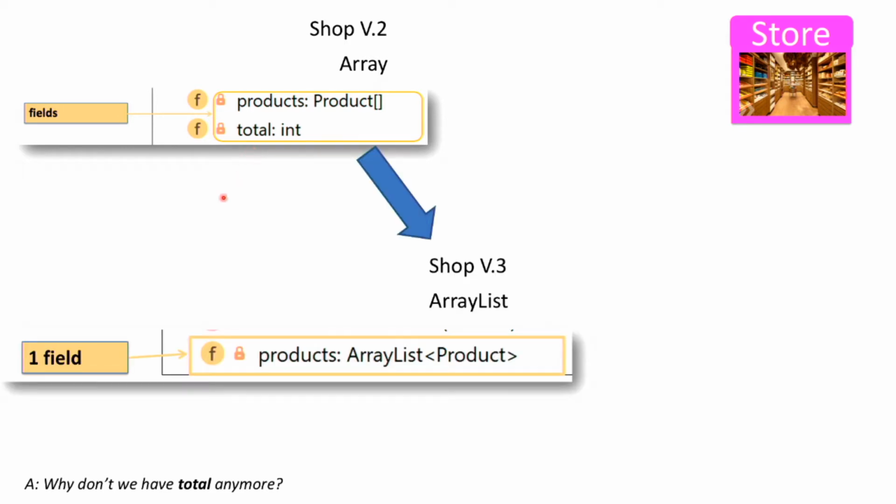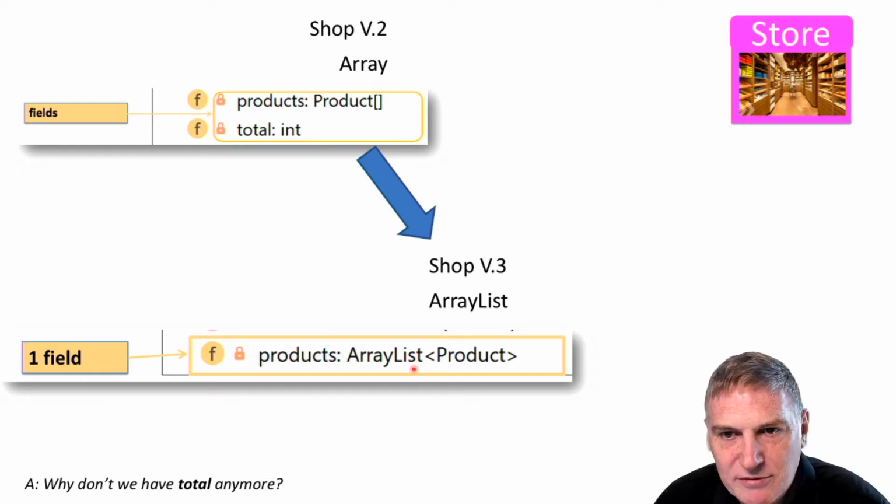Now, because we're implementing an array list in version 3, we actually only need one field. And that field is the array list of product, because one of the methods that's built into array lists is that we can find out how many items are in the list at any given time. Remember, an array list is dynamic. It changes its size over time.